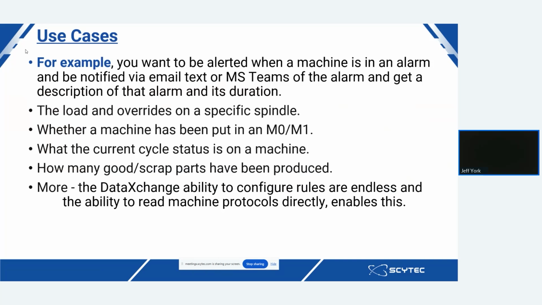Next up, I'm going to go over some use cases. Let's say, for example, you wanted to be alerted when a machine is in an alarm and be notified via email, text, or Microsoft Teams of the alarm, with a description of that alarm as well as its duration. You can also find out things like the load and overrides on a specific spindle, how long and whether or not a machine has been in an M0 or M1 pause, what the current cycle status is on a machine, and how many good or scrap parts have been produced. And as I said, these rules that you define are endlessly configurable, and the direct protocols directly enable this.